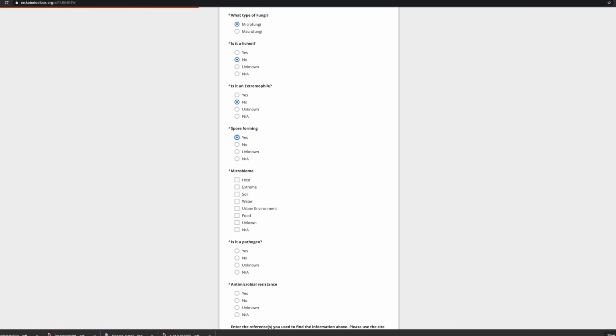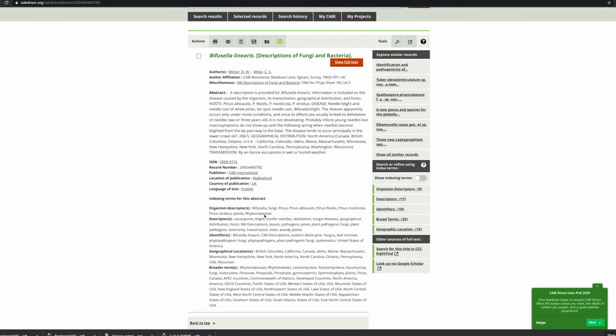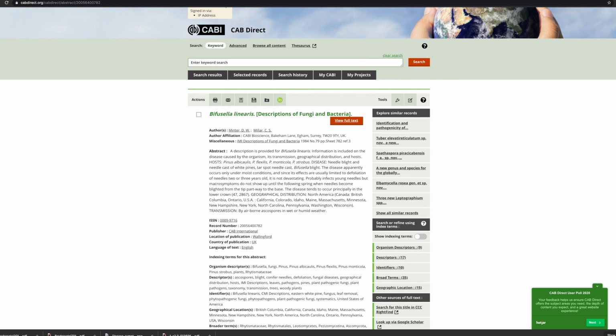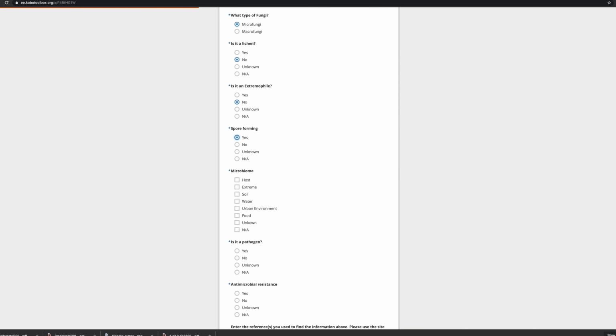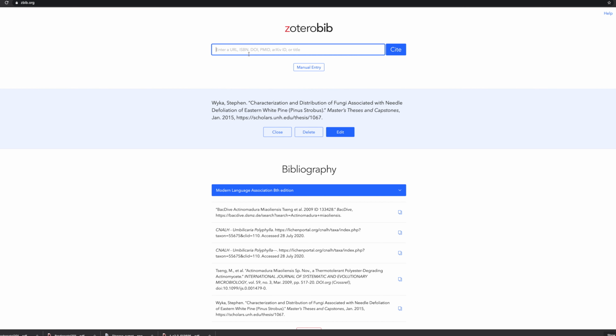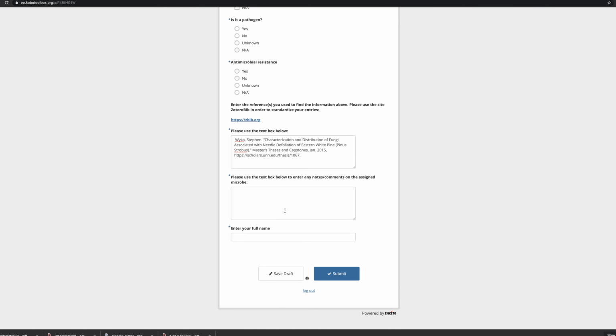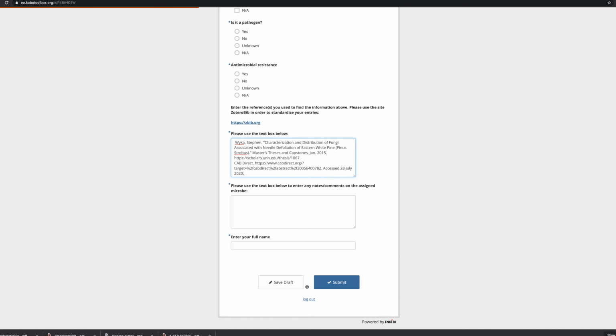and we know that it's spore forming. So we're going to also cite this reference where it says it has ascospores. We're gonna copy this, and we're gonna go to Zotero again. We're gonna copy our second reference, and we're gonna paste it right here.